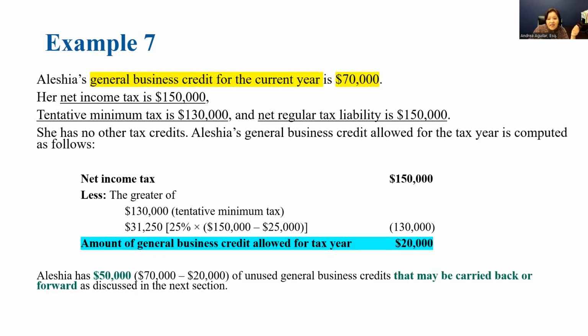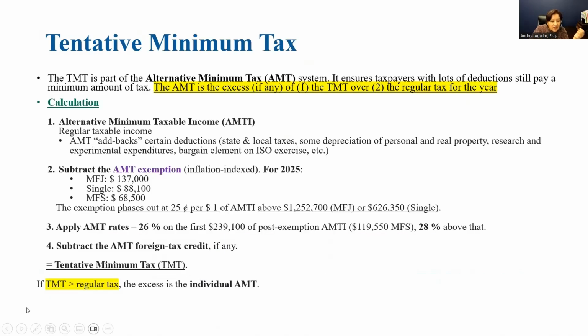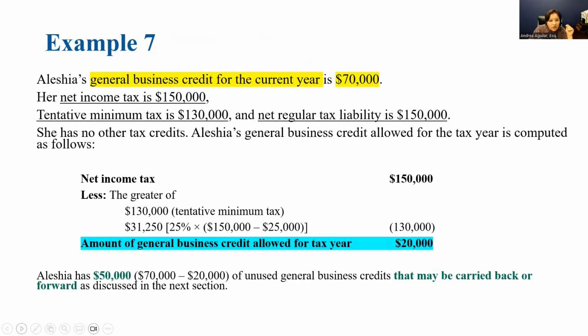$130,000. And the net regular tax liability then is, so here they are telling you that the tentative minimum tax is less than the regular tax. So there's no excess, there's no additional tax that she needs to pay. But still, the tentative minimum tax calculation is relevant because that is something that you need to keep in mind to calculate what is the amount that you're going to be able to claim as the general business credit.